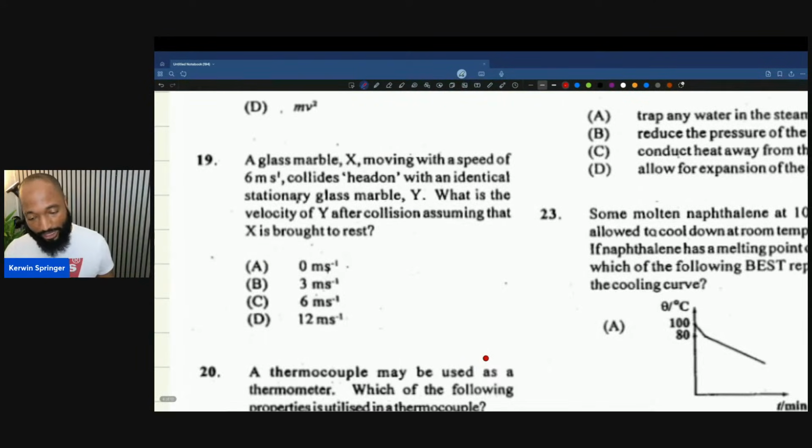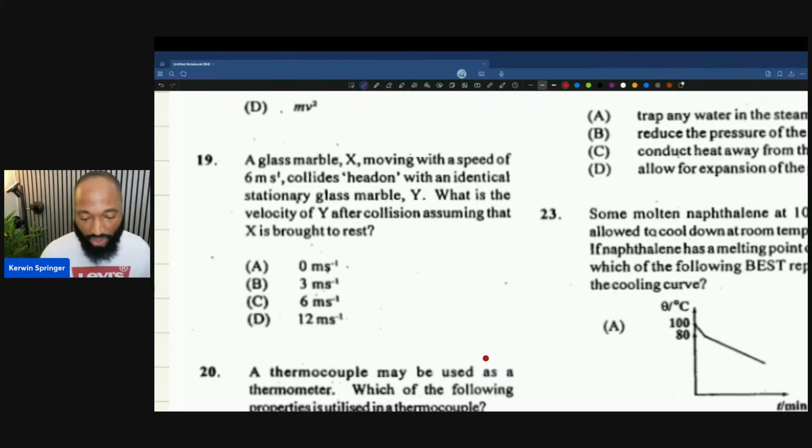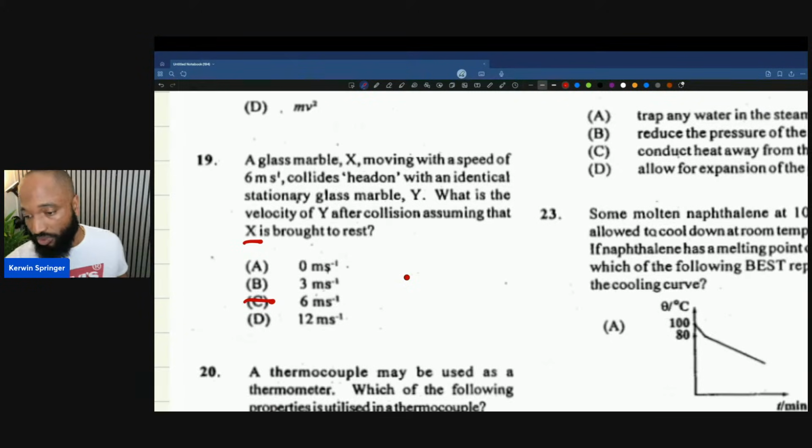A glass marble X moving with a speed of 6 meters per second collides head-on with a stationary glass marble Y. What is the velocity of Y after collision, assuming X is brought to rest? Assuming no energy is lost, Y takes off at the same speed. So the answer is C. This is assuming no friction, which is the only assumption you can make here. If one comes to rest, the other will go off with the same speed, right?